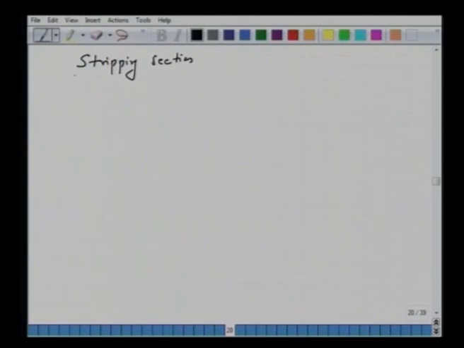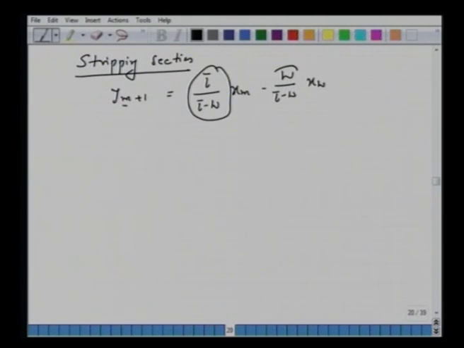Now the equation of the stripping line, the stripping section, is y(m+1). So we are using now m instead of n. We have L bar by G bar, but G bar we write in terms of L bar minus W, xm minus W over L bar minus W, xw. So again we know all these quantities here. The only thing we do not know is this mole fraction xw.